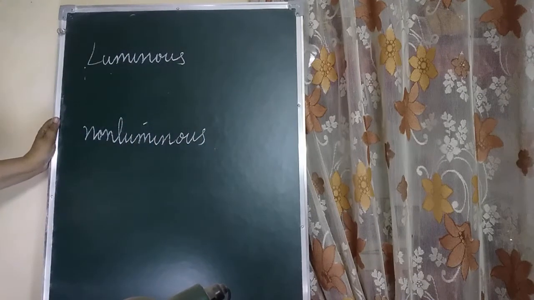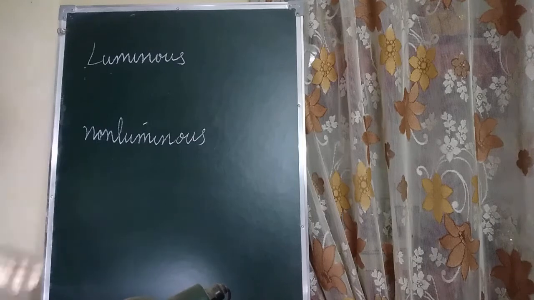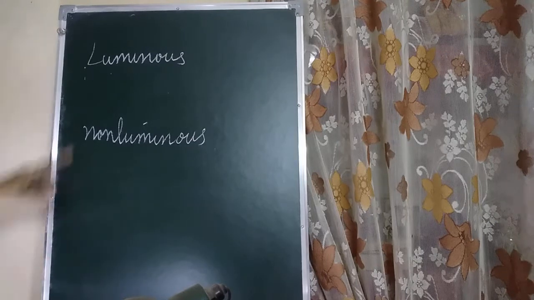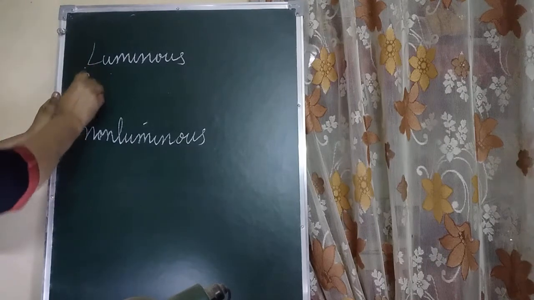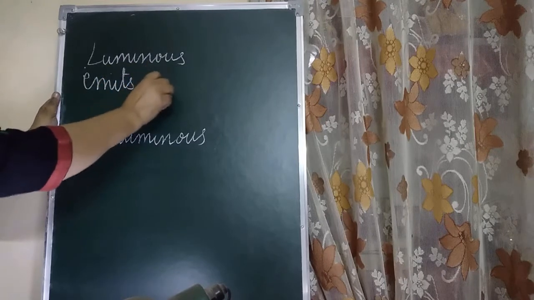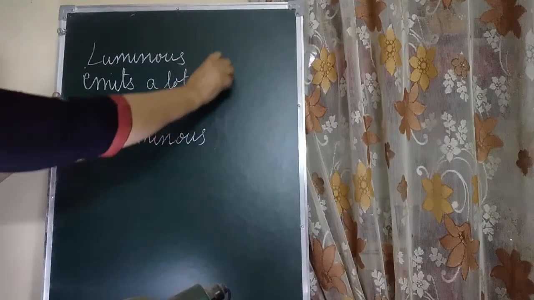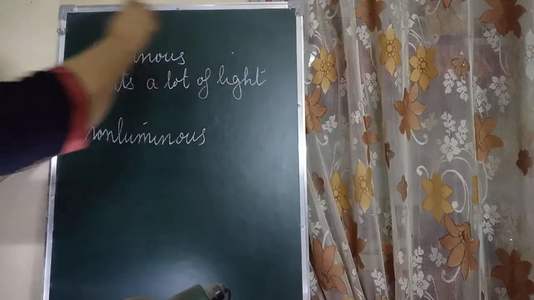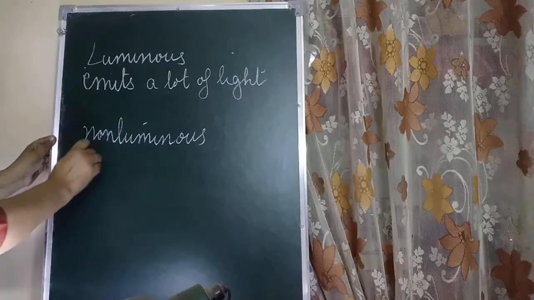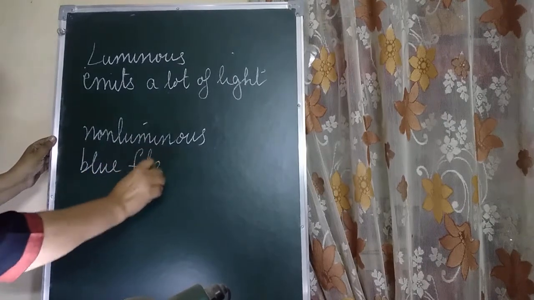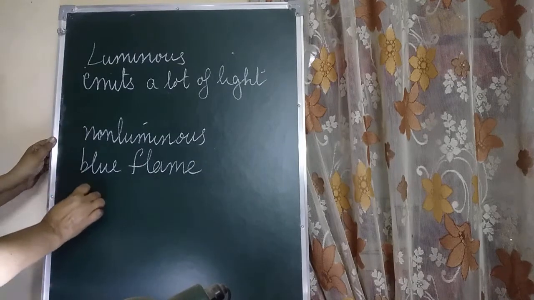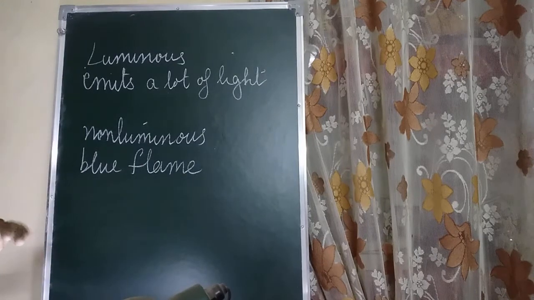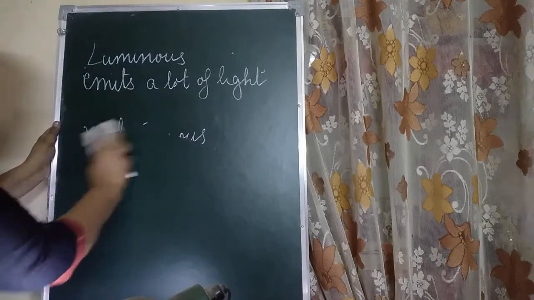Okay. Now, in the case of a luminous flame, a yellow flame is also known as a luminous flame, as it emits a lot of light. And a blue flame is known as a non-luminous flame. It emits very little light, children. Okay, this was the difference between the luminous and the non-luminous flame.